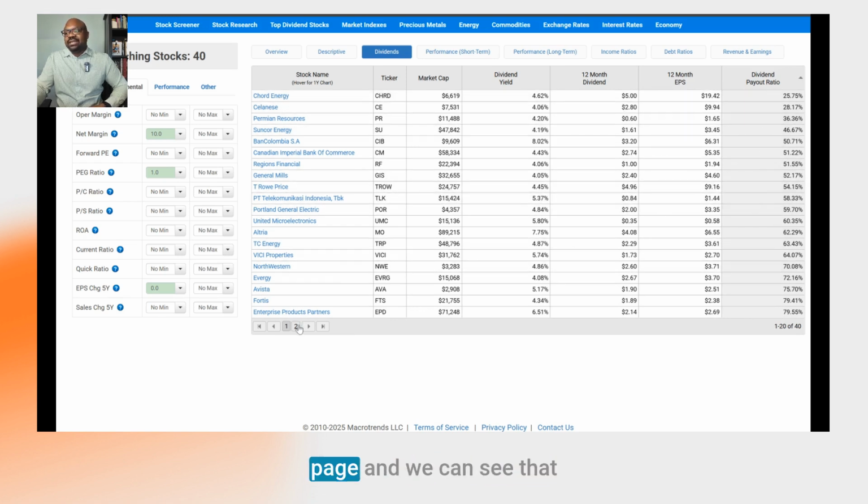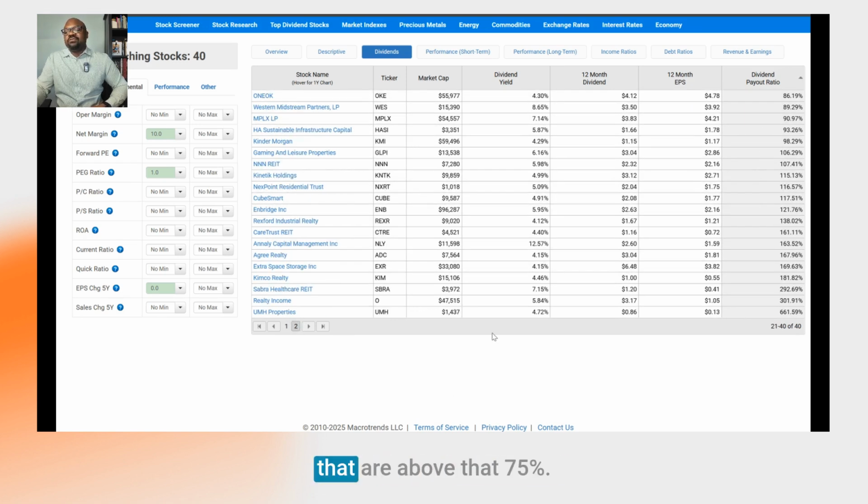We move to the second page and we can see that there's several companies that are above that 75%. And so for you, it depends on how much risk you want to have, whether you want to take a look at these different companies and see if there's just something that explains why this dividend payout ratio is so high.